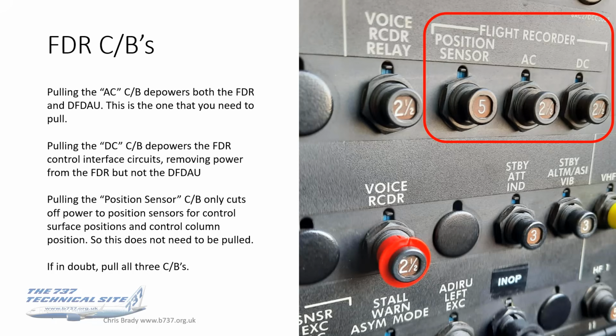The position sensor circuit breaker only cuts off power to position sensors, and they are things like control surface position sensors and control column position sensors, and I'll explain later in this presentation and show you examples of those. You don't need to pull that, but again, I keep coming back to this point. If you're in any doubt, and you're likely to be after a significant event, just pull the whole lot. Don't worry about it.